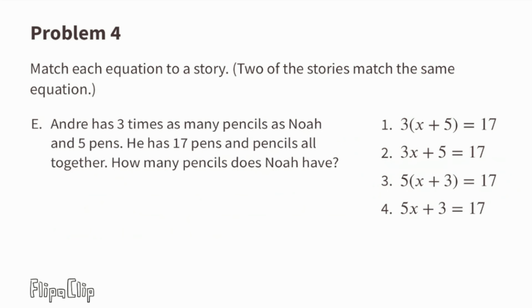E. Andre has 3 times as many pencils as Noah and 5 pens. He has 17 pens and pencils altogether. How many pencils does Noah have? 3 times as many pencils could be represented as 3x, and the 5 pens could be represented as plus 5. Altogether, the number of pens and pencils equals 17. Story E represents equation 2.